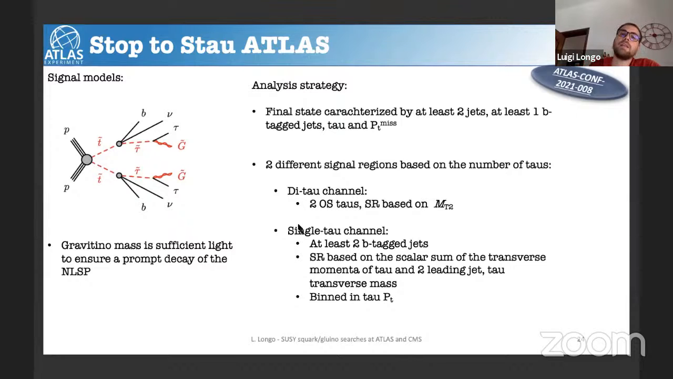And the analysis strategy is characterized by at least 2 jets in the final state, with at least 1 b-tagged jet, the presence of tau, and large missing transverse energy. 2 different signal regions have been defined based on the number of taus. The di-tau channel, where we have 2 opposite sign taus, and the signal region is based on the MT2, and a single tau channel, where we have at least 2 b-tagged jets. And the signal region definition is based on the scalar sum of the transverse momentum of the tau, the 2 leading jets, and the tau transverse mass. And this has been in pT of the tau.